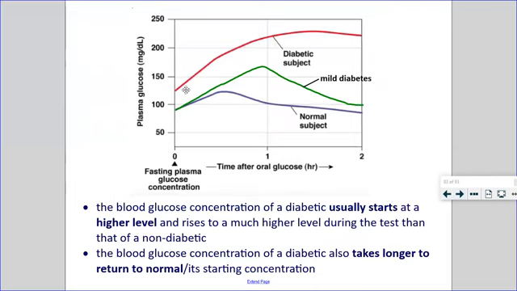So do you notice that at the start of the test, the diabetic already has a higher level of blood glucose than a non-diabetic? So they start off with a higher level. And then that level goes much, much higher throughout the period of the test than a normal subject or somebody without diabetes. The second main point really is how long it takes for a diabetic to get their glucose level back to their normal level. So it takes much, much longer for a diabetic to get their blood glucose level down than it does a normal person.